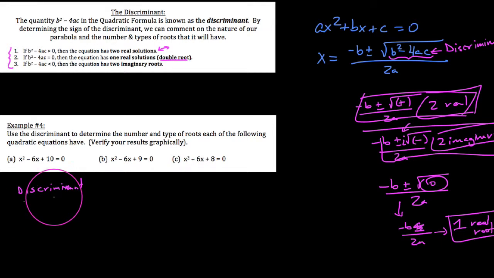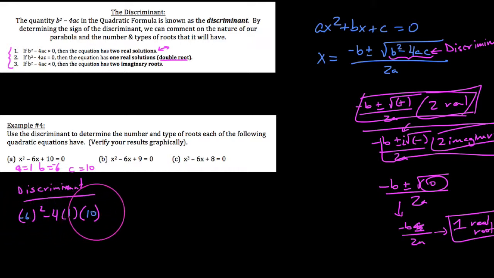We're going to find this discriminant value now, which is this b squared minus 4ac part. Looking at this, we get an a value of 1, a b value of negative 6, and a c value of 10. So if we plug these in, we get negative 6 squared minus 4 times a times c. My question is, does this come out to be positive, negative, or what?